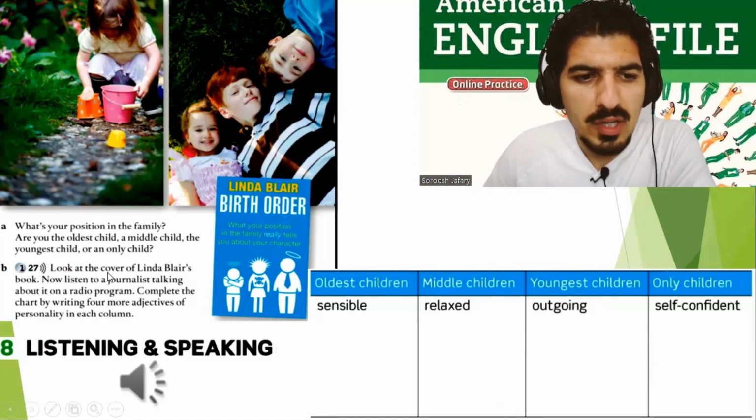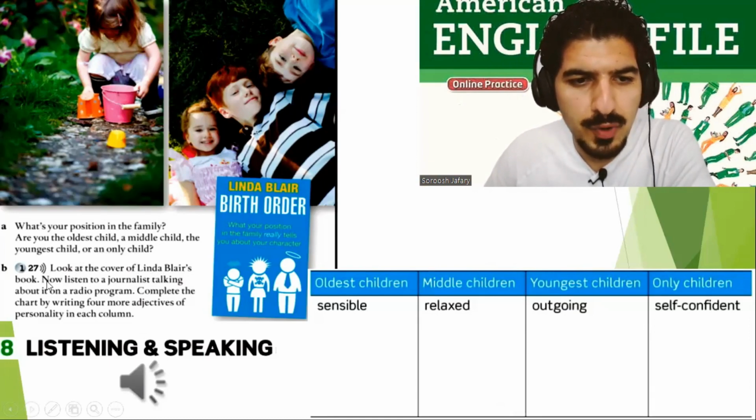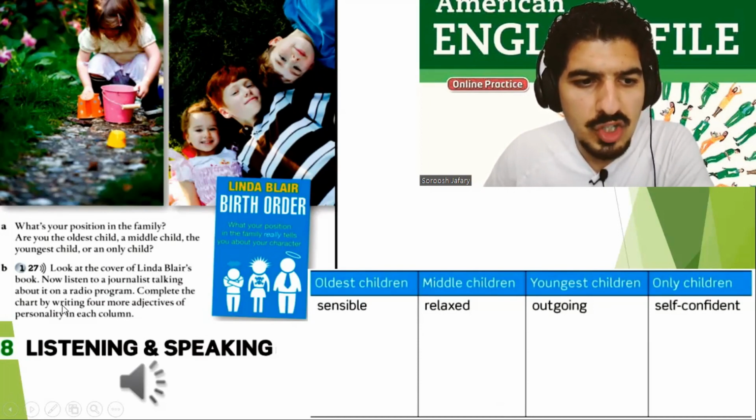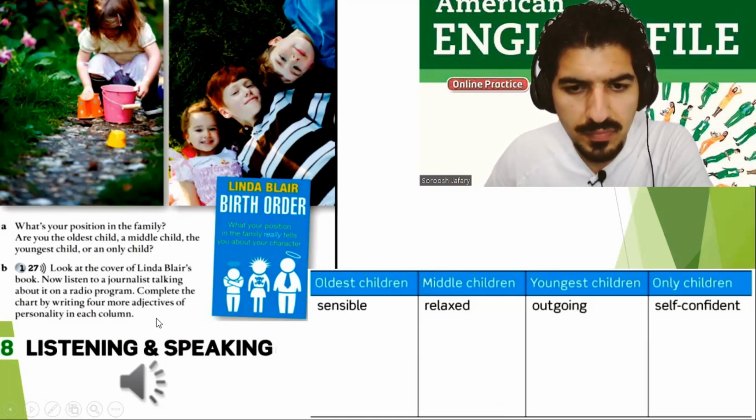Now, part B. Look at the cover of Linda Blair's book. Linda Blair, Birth Order. What your position in the family really tells you about your character. Okay. Now listen to a journalist talking about it on a radio program. Complete the chart by writing 4 more adjectives of personality in each column.